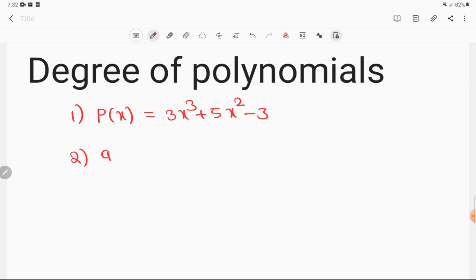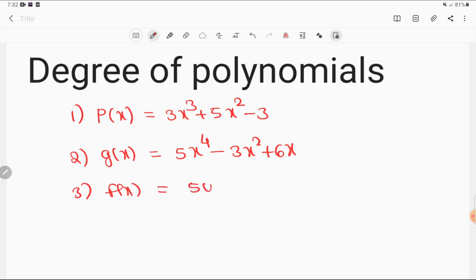Second is 5x raised to 4 plus 3x square plus 6x. Another example I have taken, f of x equal to 5x plus 4x cube minus 2x. So what are these? Polynomials.